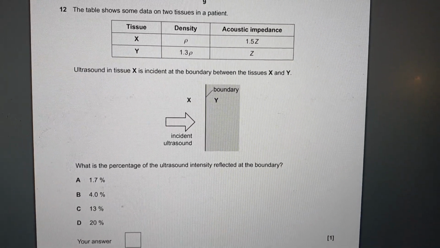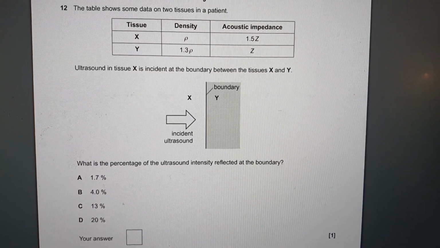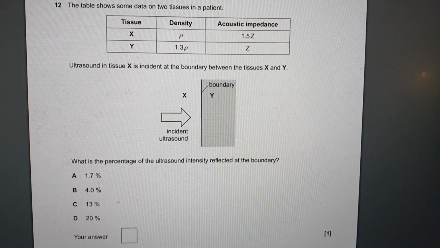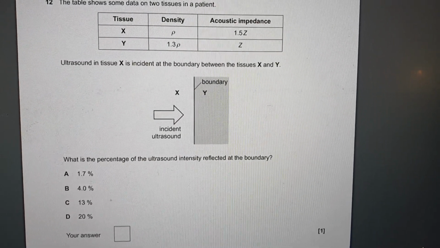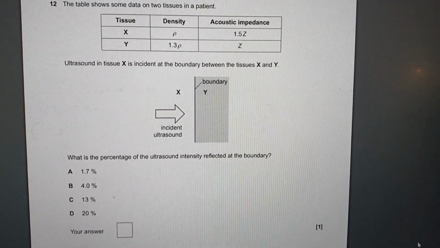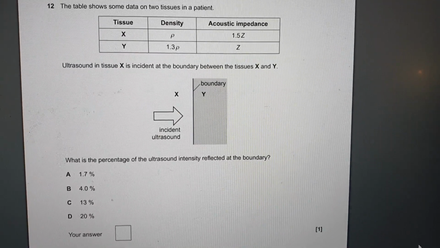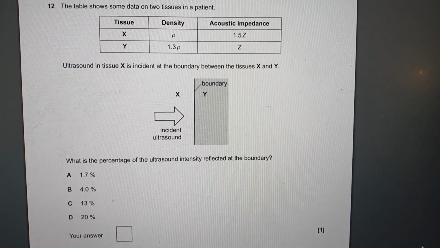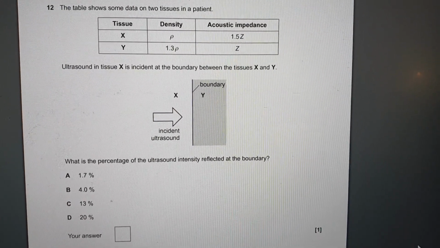Okay, so here we've got a question. It says the table shows some data on two tissues in a patient. Tissue X has density ρ and acoustic impedance of 1.5 Z. Tissue Y has a density of 1.3 times ρ and the acoustic impedance is Z. The ultrasound in tissue X is incident at the boundary between the tissues X and Y.